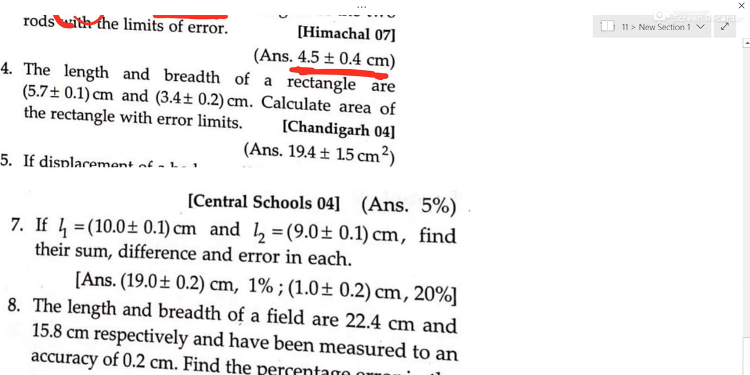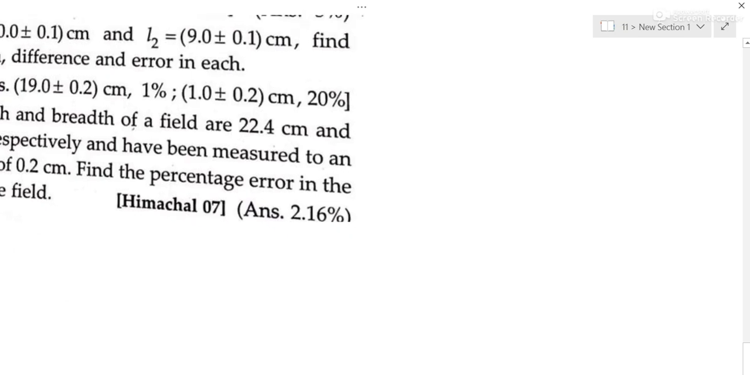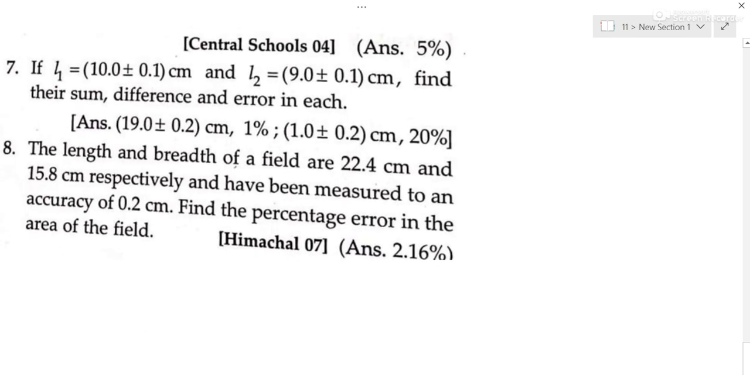So let us see next. So it is also same. Try this numerical. L1, L2. We have to find out the sum. Sum 10 plus 9, 19. Error is added, 0.2. Difference 10 minus 9 is 1, but error would be added.